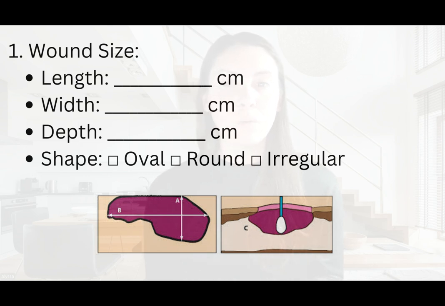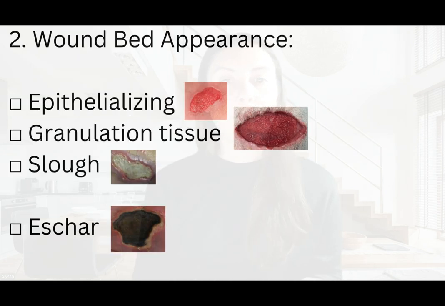Now, after obtaining wound size, we'll evaluate the wound bed appearance. So is it healing with healthy granulation tissue, or is there necrotic tissue that requires more intensive care and debridement, as you can see here with the slough or eschar? Okay, so we want to see that epithelialization tissue or granulation tissue. These are nice healing tissues. When we get into the slough or eschar, this needs a lot more intensive care.